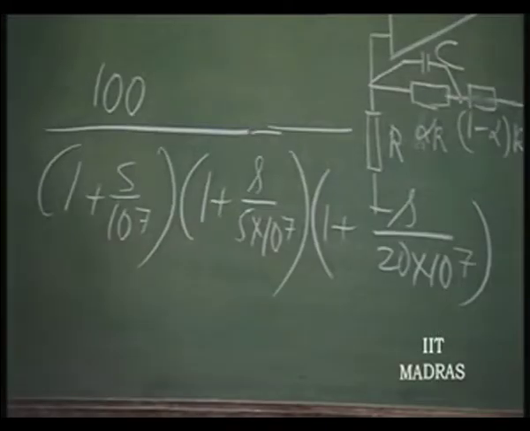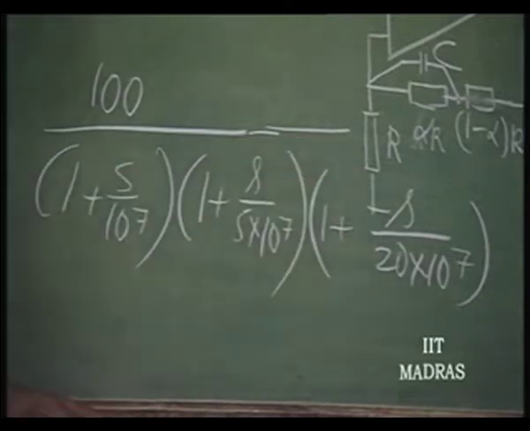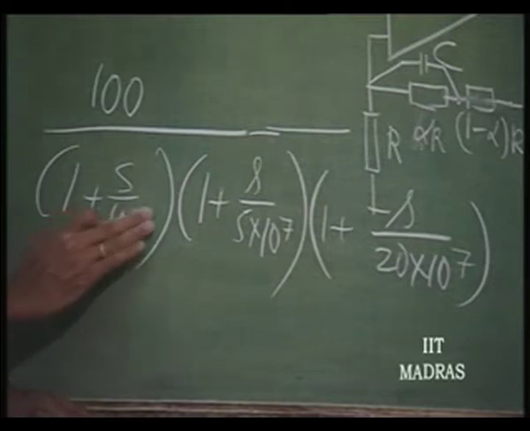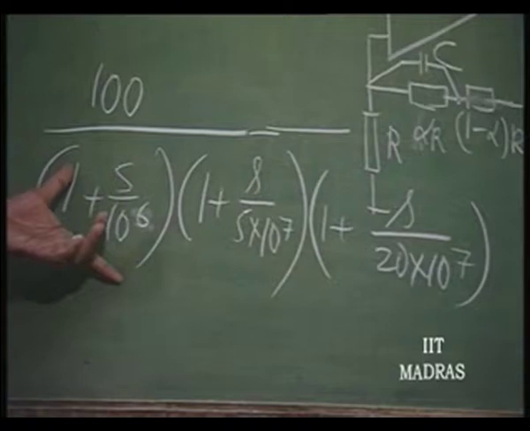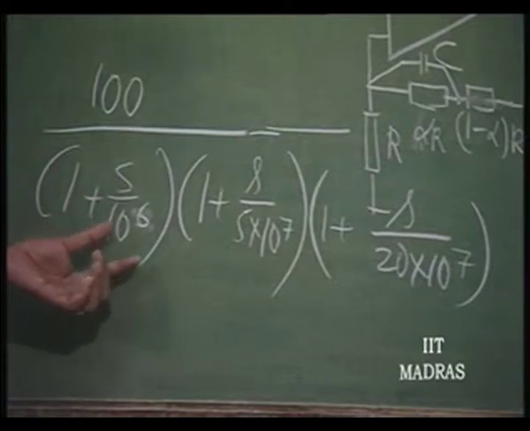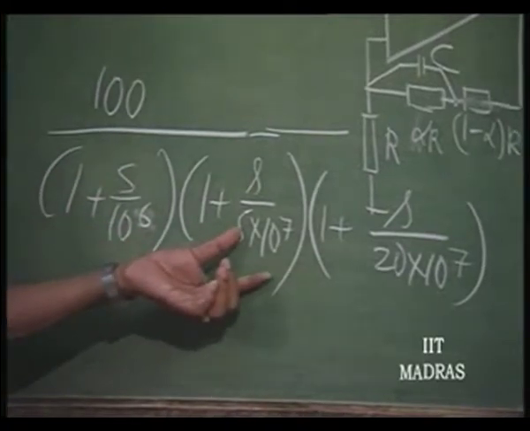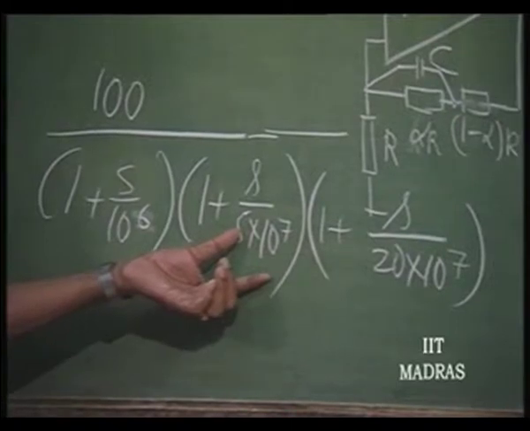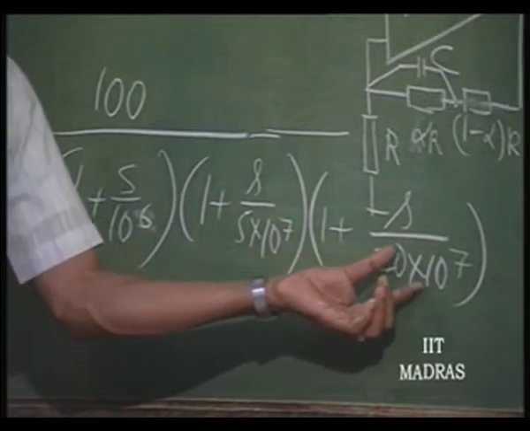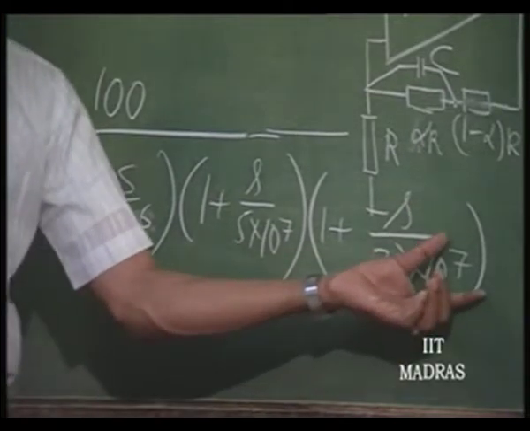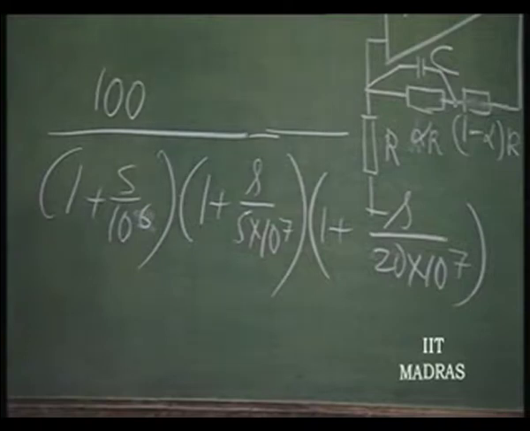So, this is the new modified A B, where this is 10 to power 6. The first pole remains at 10 to power 6, the second pole has got shifted from 10 to power 7 to 5 into 10 to power 7, and the third pole is 20 into 10 to power 7. This has been reintroduced. Now, let us see whether this is satisfying the criteria for stability.